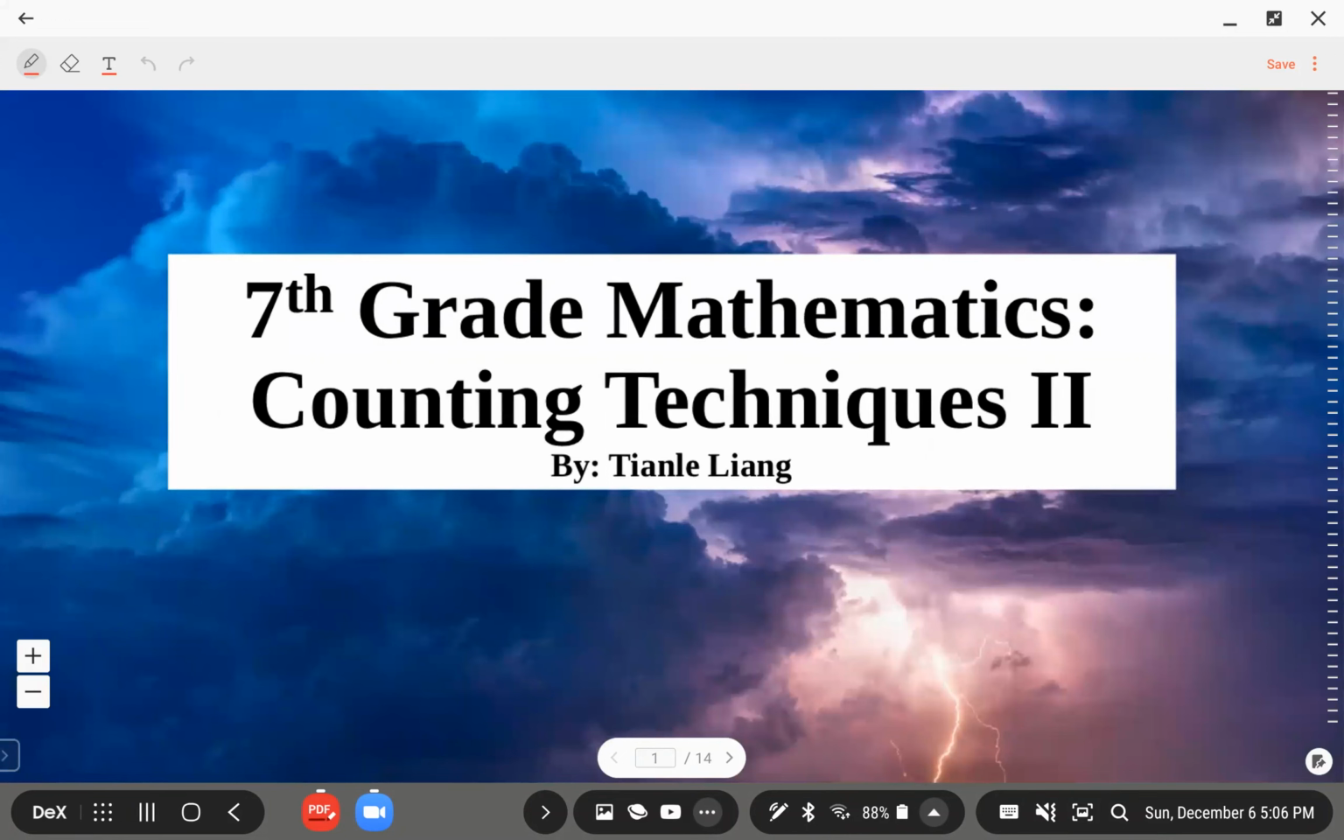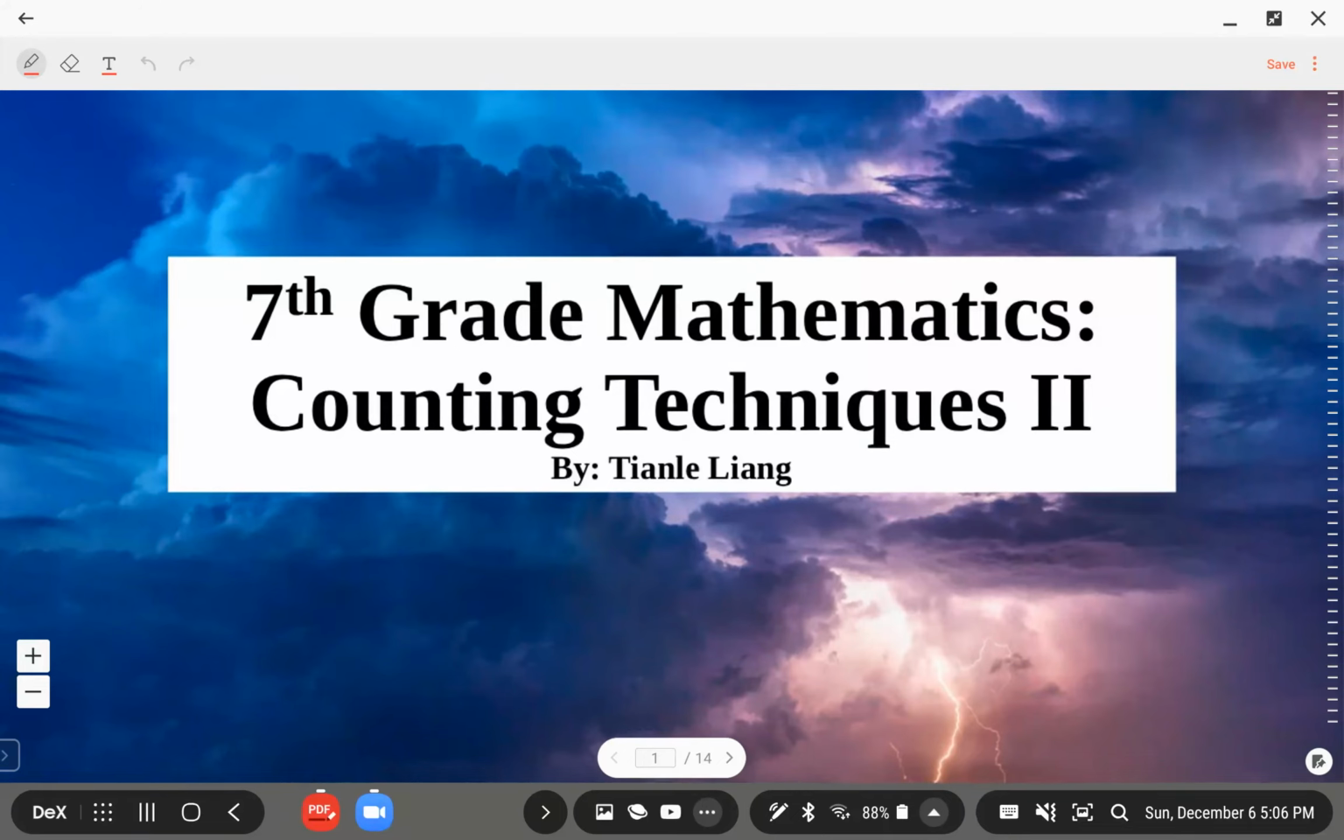Okay, so we are going to do counting techniques again, permutations and combinations. But mostly today, we are going to be solving a lot of different problems. I introduced the methods last class, so today we will be using those methods to solve our problems.